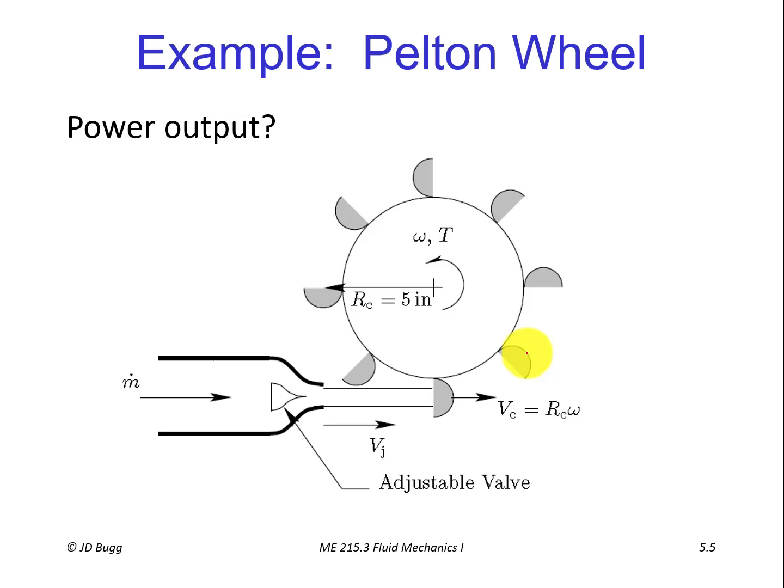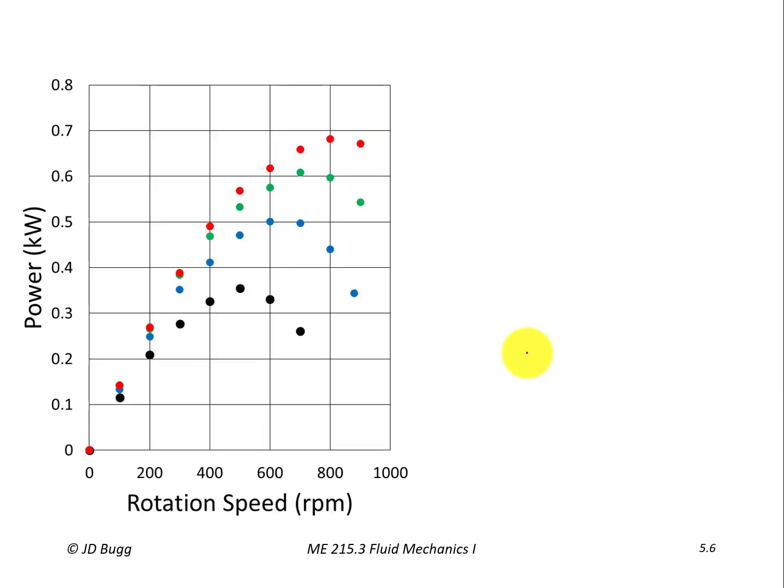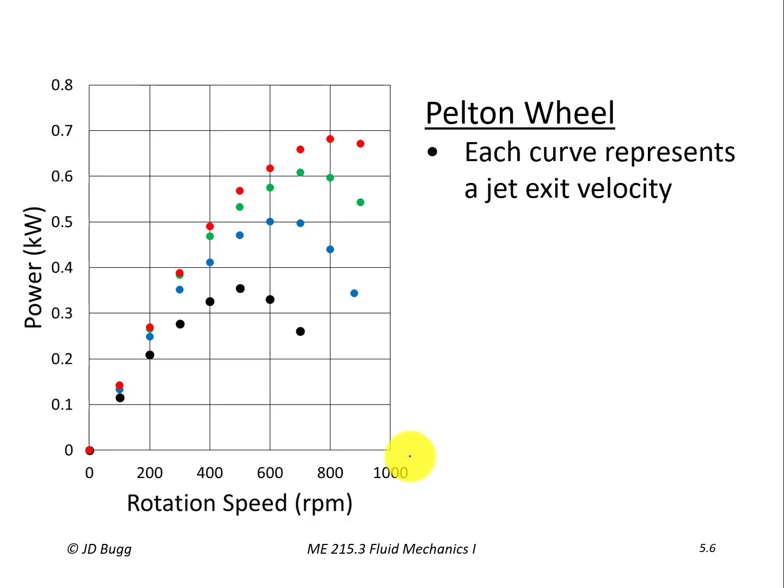So you took some data on the Pelton wheel, and if we plotted our raw data, or I'll call it our dimensional data, it would look something like this. Okay, so what do we have? Well, on the vertical axis, we have the power in kilowatts that the Pelton wheel is developing. On the horizontal axis, we have the rotational speed, so how fast it's turning. And each one of these families of curves on here is a separate jet exit velocity.